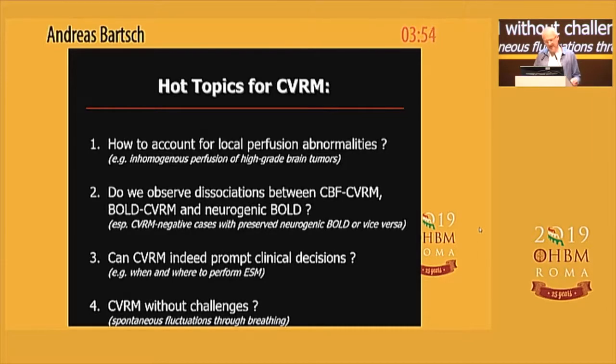And then, does CVRM indeed prompt clinical decisions? I'm not sure yet. I'm just not sure. Maybe, Michael, you're doing some of it. Maybe you have some thoughts about it, but I'm just not totally sure. And then, with relation to the resting state talk before me, can we do CVRM without challenges? It seems like we can. It seems like we can use resting state fMRI to extract CVR maps.